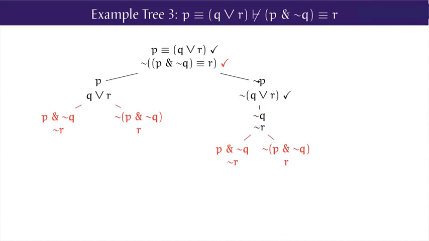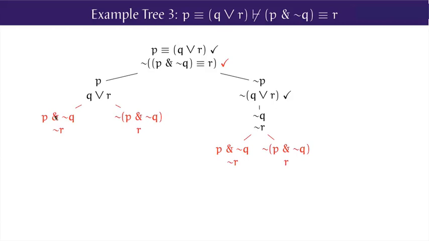Next formula I process is the negated P and not Q if and only if R. This formula occurs on the left branch here, and it occurs in the right branch as well, so I've got to write down its results in two different places.